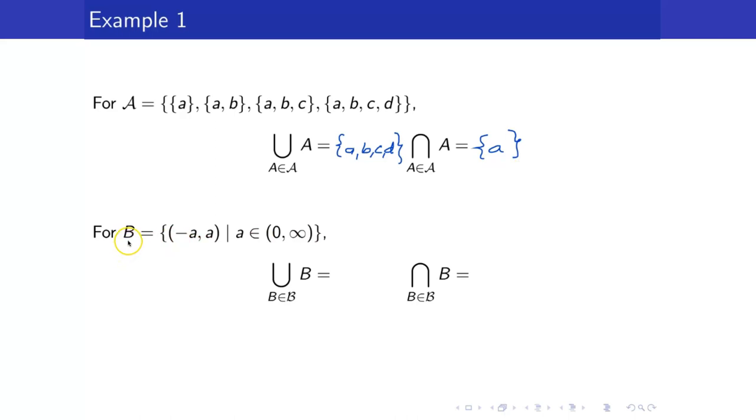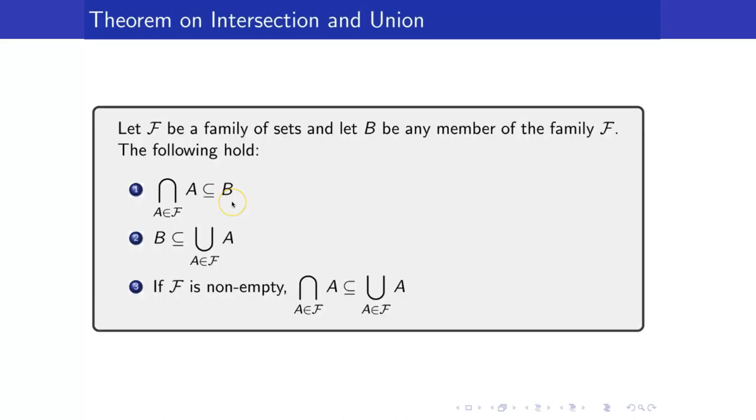What about this one? The family of sets is the set containing the open intervals (-a, a). What would be the union? The union would be the set of all real numbers and the intersection would be the set containing 0. Let us discuss this theorem on intersection and union.